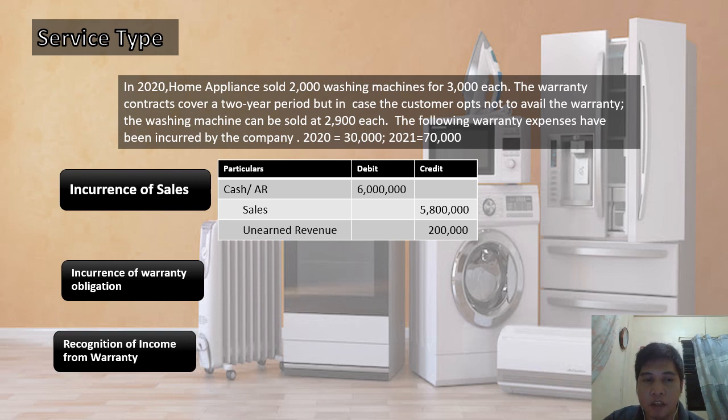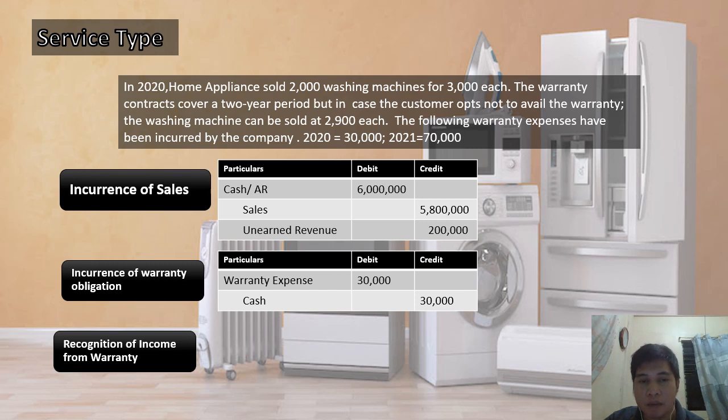So the next accounting event will be the incurrence of warranty obligation. We just record it as incurred, since the warranty obligation or the actual cost is 30,000. So we record: debit warranty expense, then credit cash in the amount of 30,000 pesos.